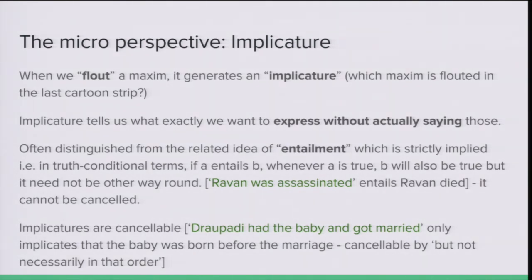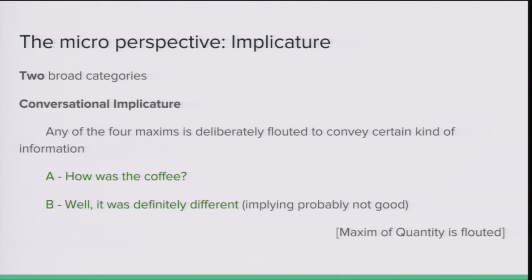So this then cannot be called entailment. You cannot do this with entailments, right? Ravan was assassinated and he died, but not in that order, would not really work, right? He cannot die before being assassinated.